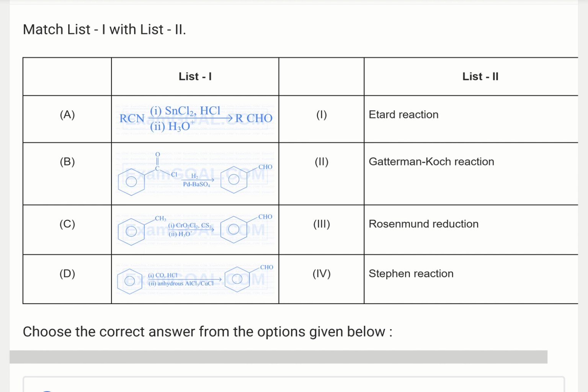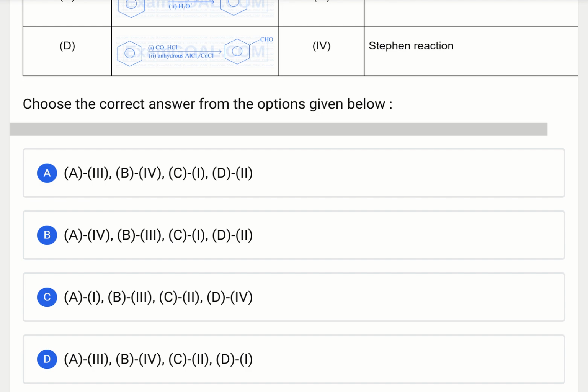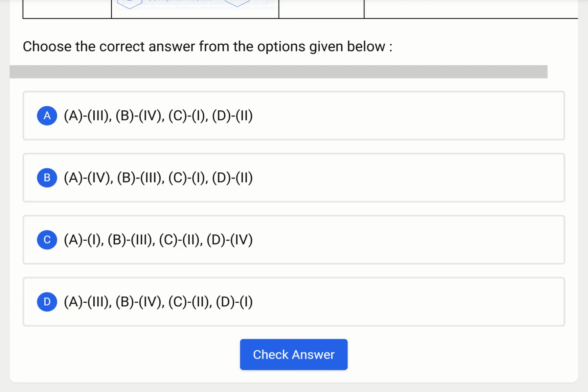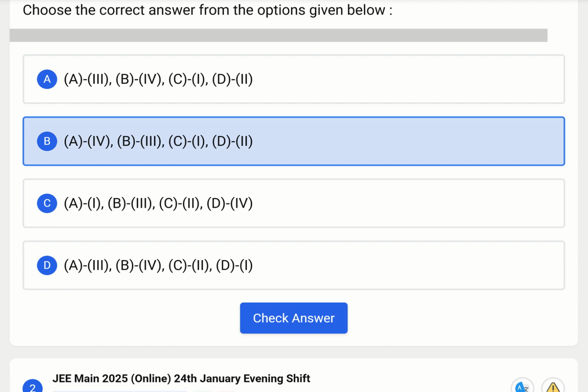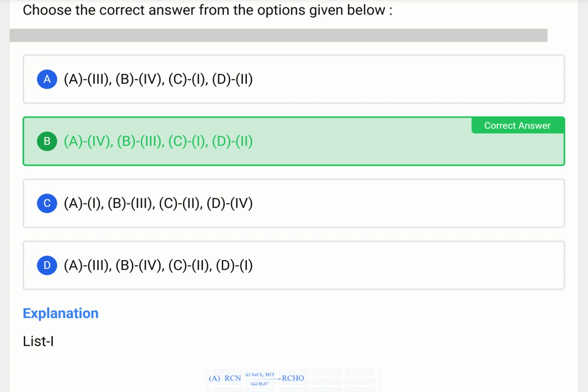So if I see, this is a Rosenmund reaction, B3, this is the Gattermann-Koch reaction. So just check 2, then we will see. B3, D2. If we have got another option, then we will see. B3, D2. B4, D2, B3, D2, B3, D4. Okay, B option, sorry. No need to go anywhere. Just 2 options gave me the right answer. These are the tricks, kids, that you need to check.